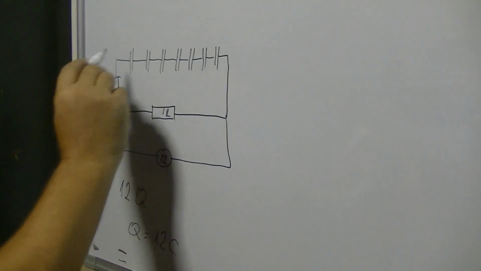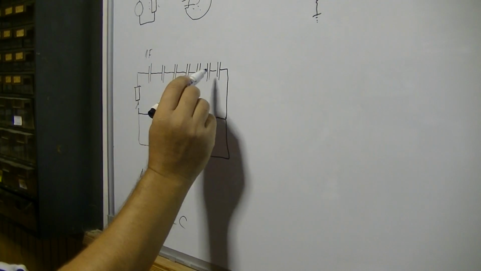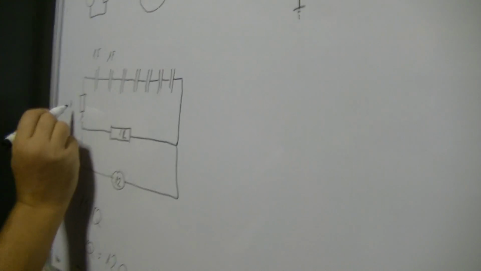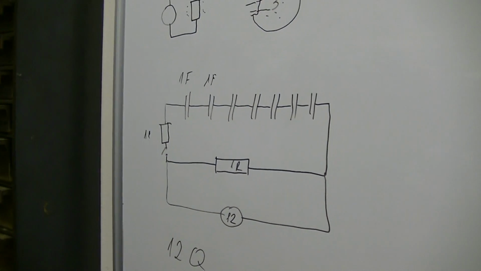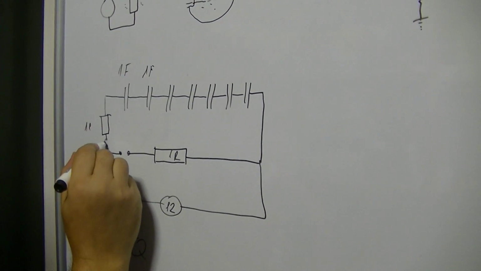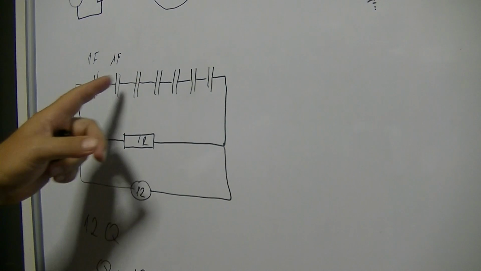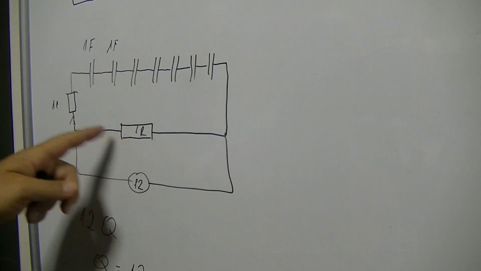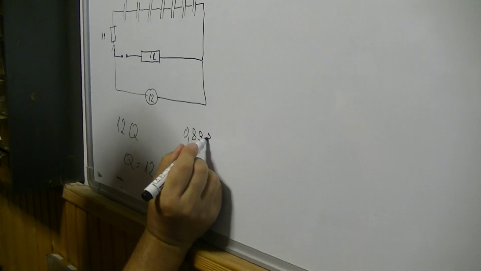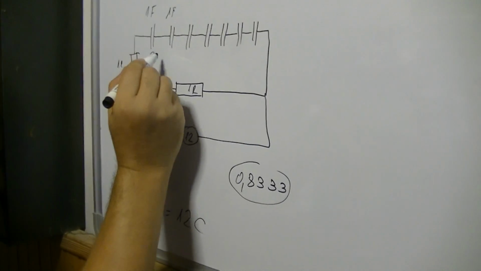If we put in parallel with this resistor 6 capacitors of 1 farad each, and again a 1 ohm resistor here, and we switch off this line and switch on this line, we will find that we charge these 6 capacitors through the same resistor like this one for 1.83 seconds, and we will have 2 volts in each capacitor.